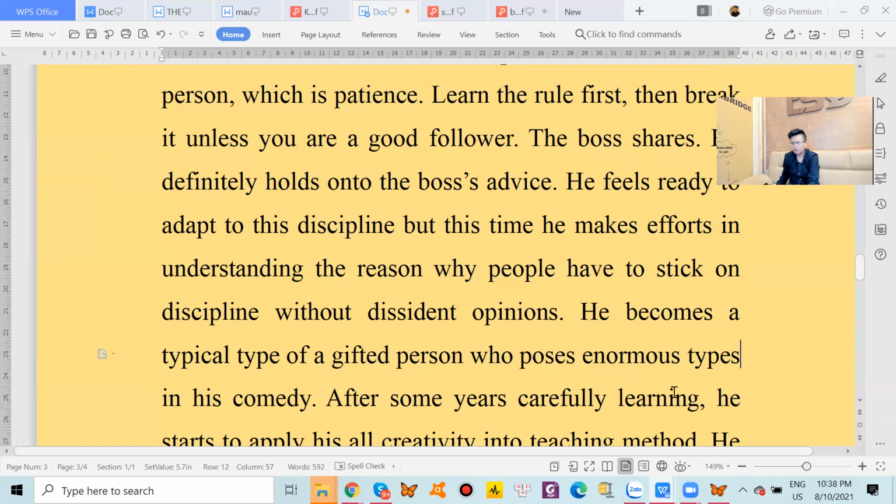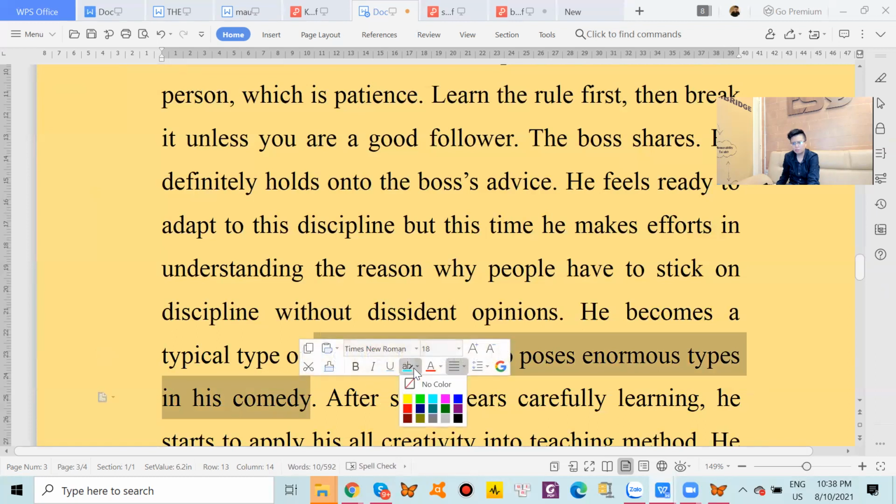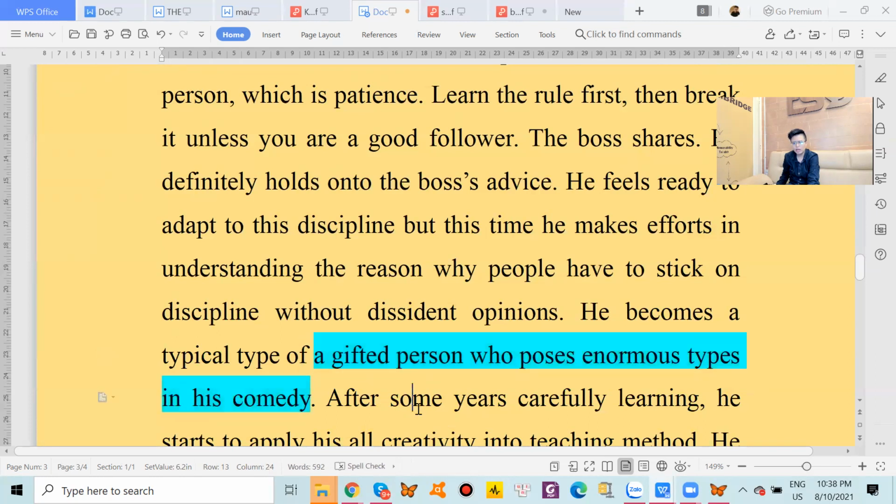who poses enormous types in his comedy. I don't understand this phrase. You need to double check on your writing again, and please let me know later.